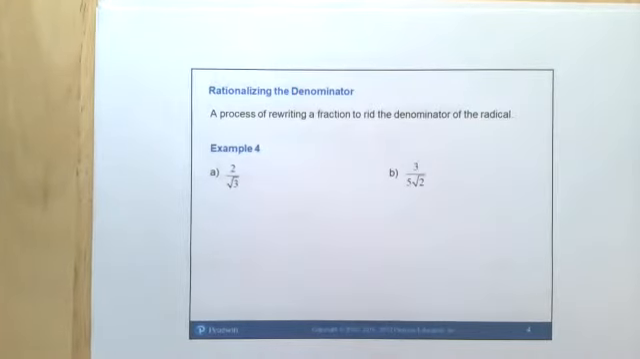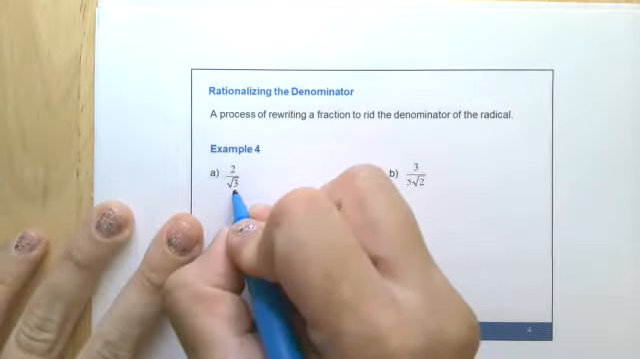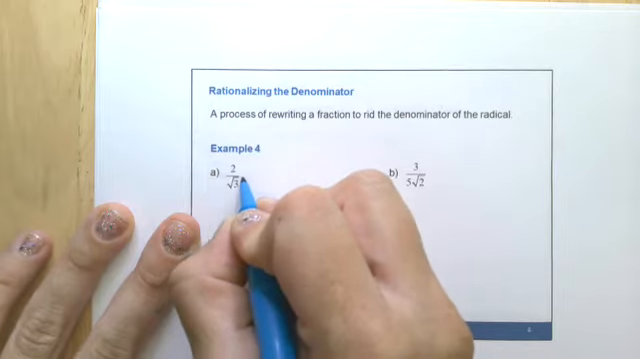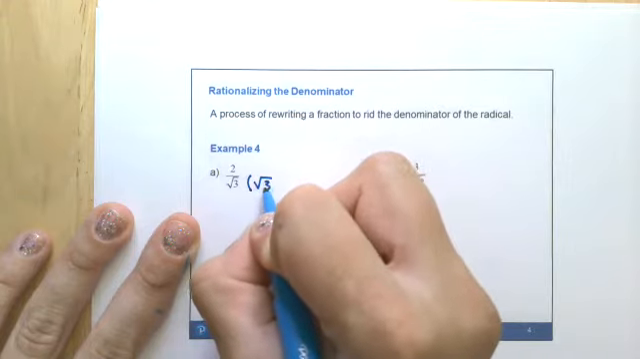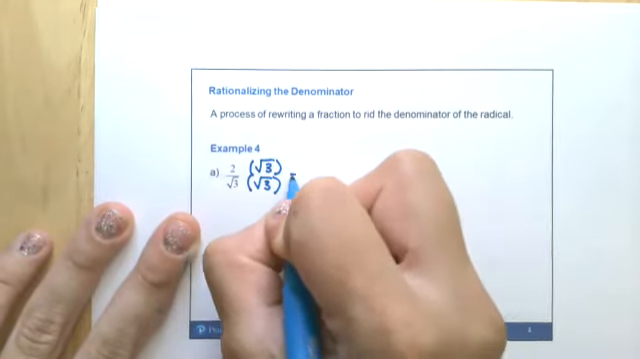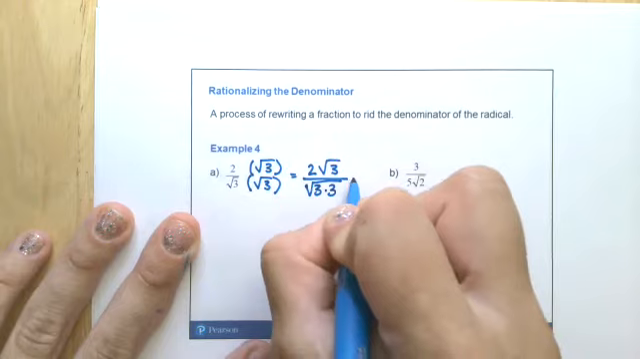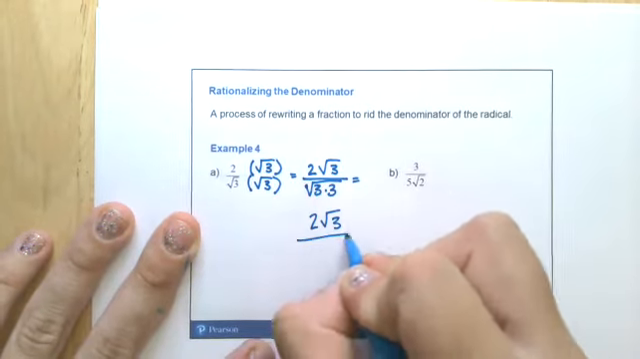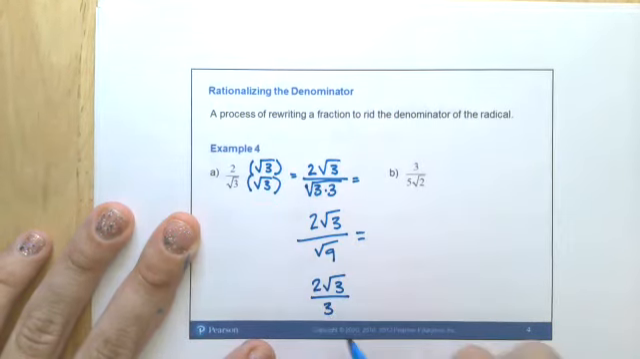Rationalizing the denominator means making this a whole number, taking away the radical. To take away a radical 3, we multiply, right? 2 3's underneath the radical would help us take the 3 out of the radical. So let's multiply by square root of 3 on the bottom. Anything we do to the bottom, we have to do to the top. So that becomes 2 square root of 3 over square root of 3 times 3, which is square root of 9, which is 3.